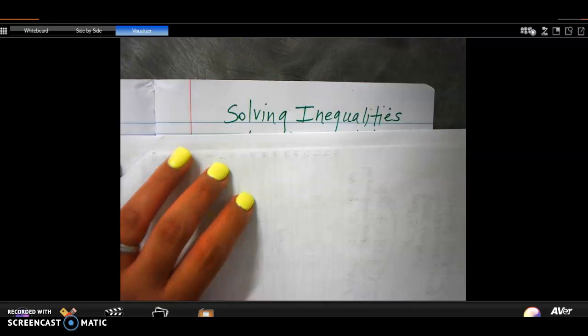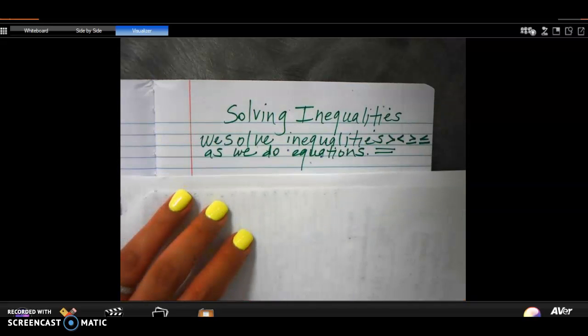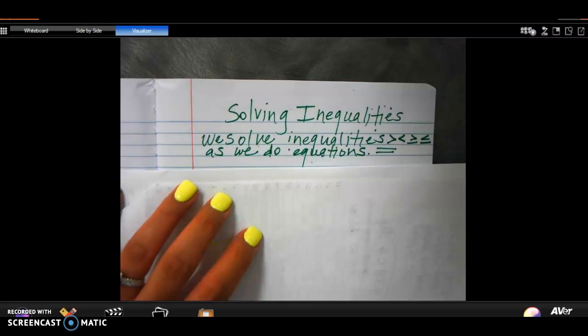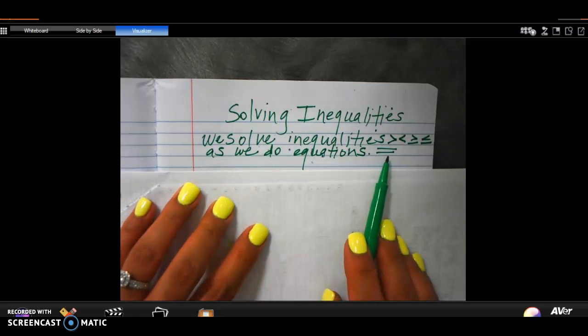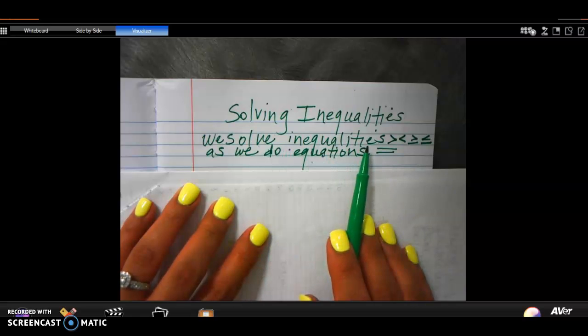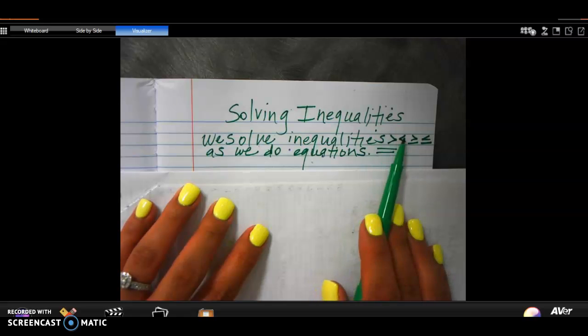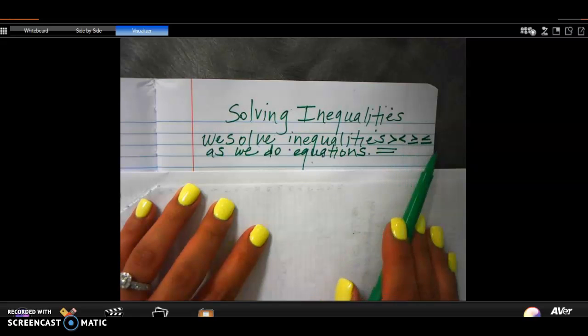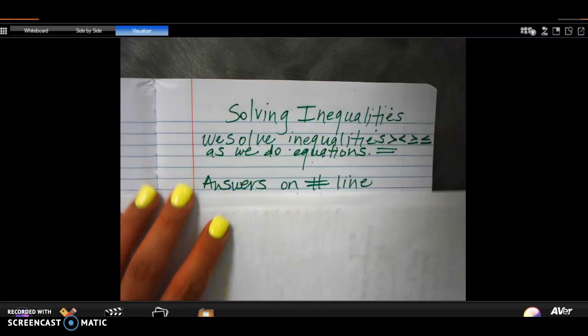So in our journals, we're going to add these notes. Our title for today is Solving Inequalities. We solve inequalities as we do equations. The major and probably only difference is that in an equation, there's an equal sign. In an inequality, right? Tongue twister. There are comparing symbols: greater than, less than, greater than or equal to, less than or equal to. So major difference there.